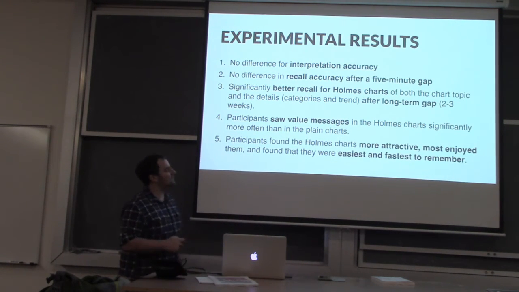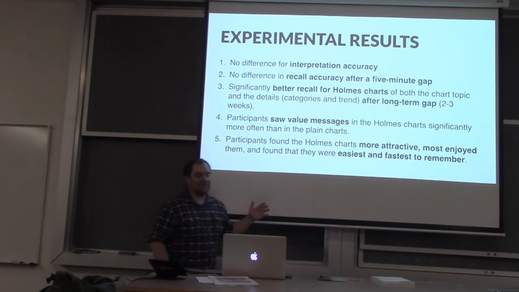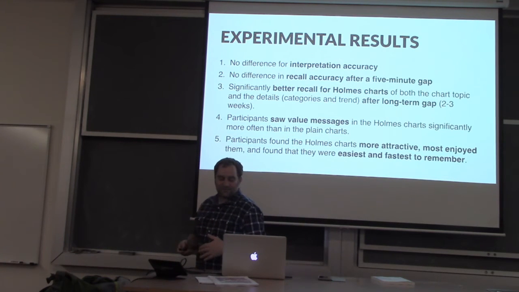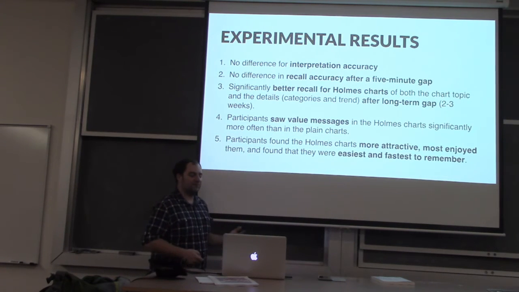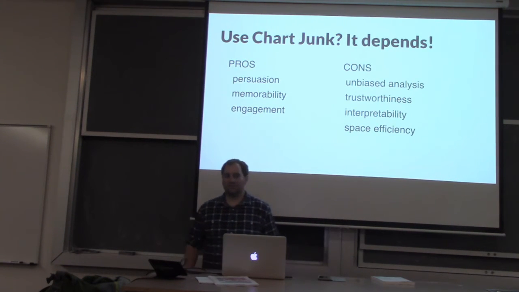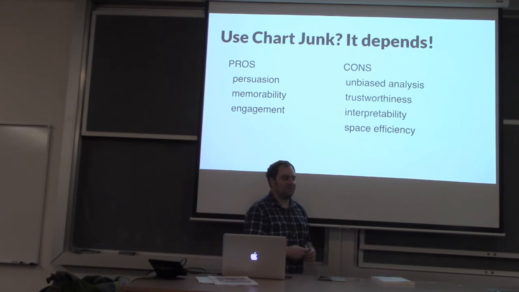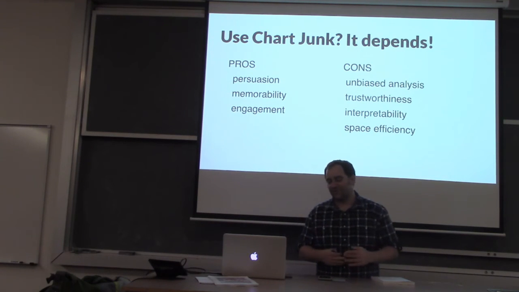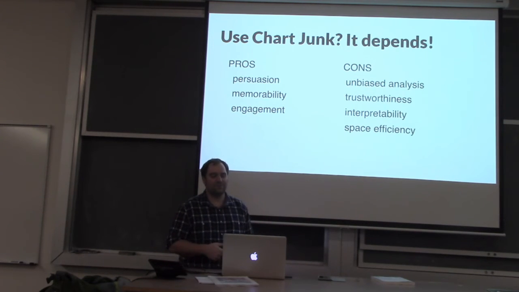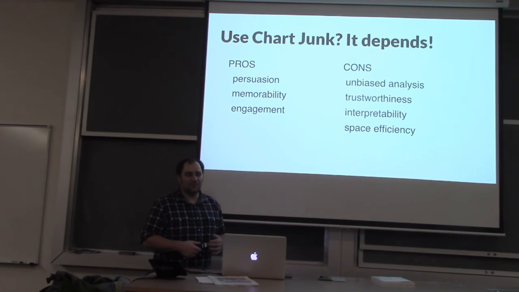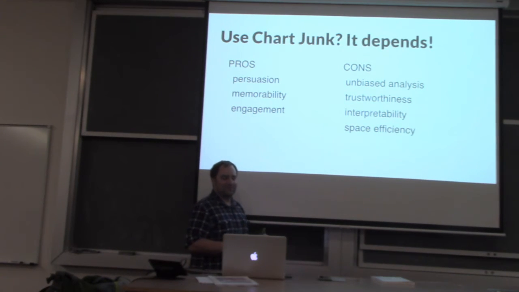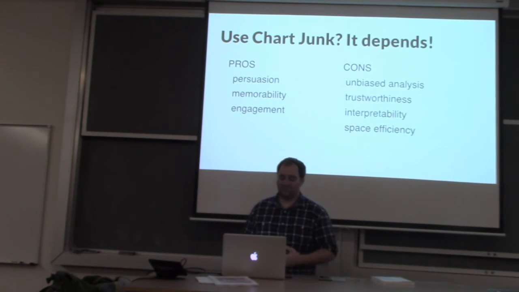So those people here claim that they also could recall the data better compared to the control group, but there is some doubt about the validity of these results. So should you always draw monsters in the back of your charts? Well, it depends. Pros are persuasion, memorability, and engagement, and then cons are, for example, if you want to be unbiased, like monstrous costs is in itself a biased message, right? So if you want to be unbiased, then you shouldn't use chart chunks usually.